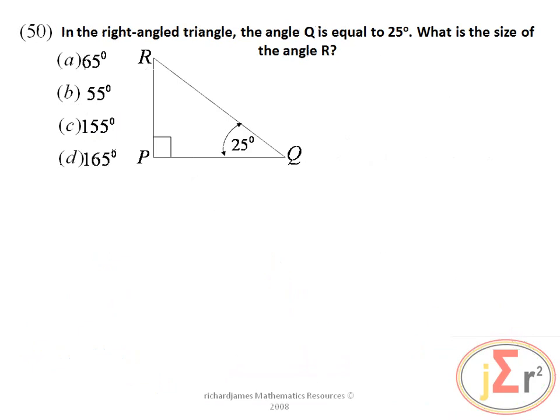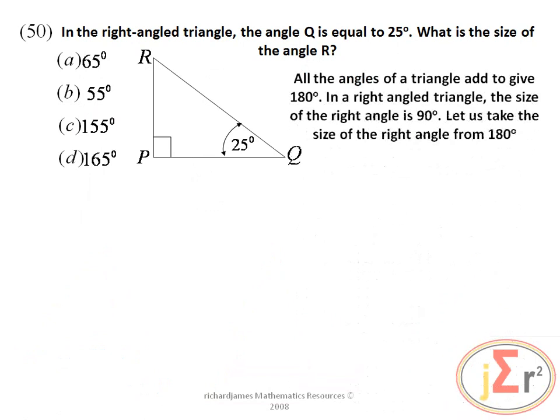In the right angle triangle, the angle Q is equal to 25 degrees. What is the size of the angle R? All the angles of a triangle add to give 180 degrees. In a right angle triangle, the size of the right angle is 90 degrees. Let us take the size of the right angle from 180 degrees.